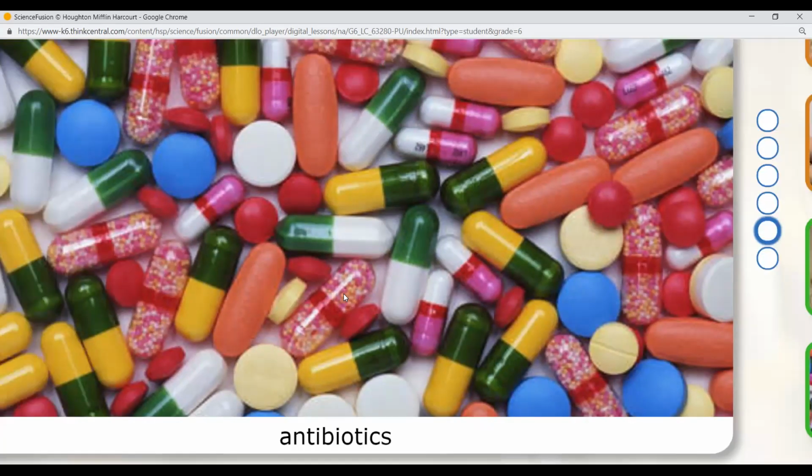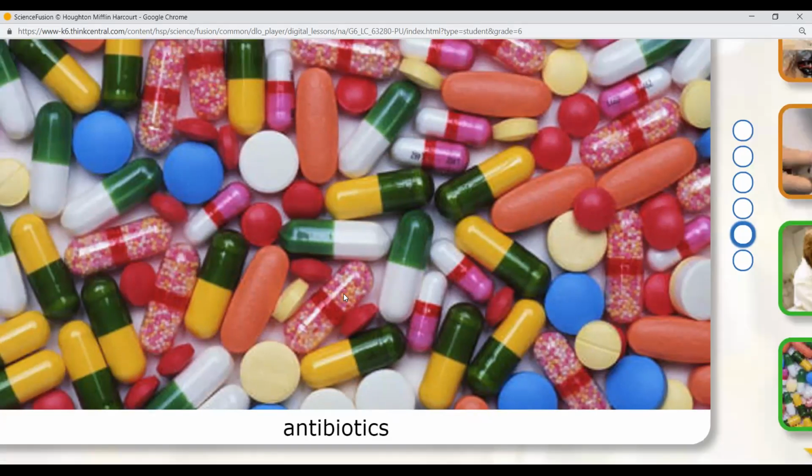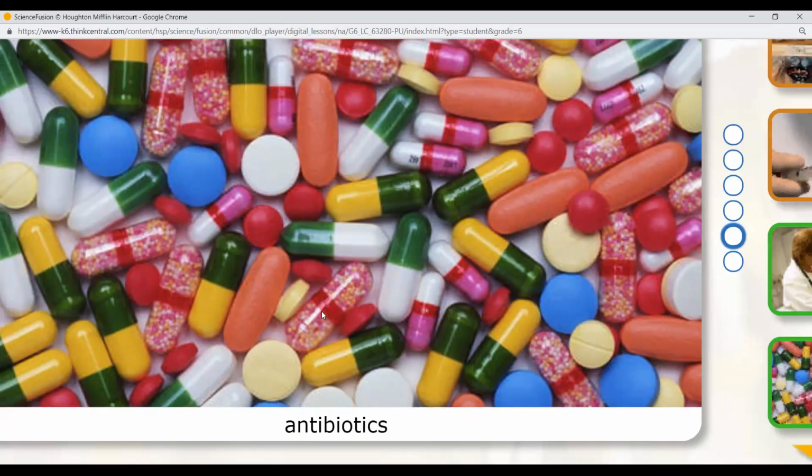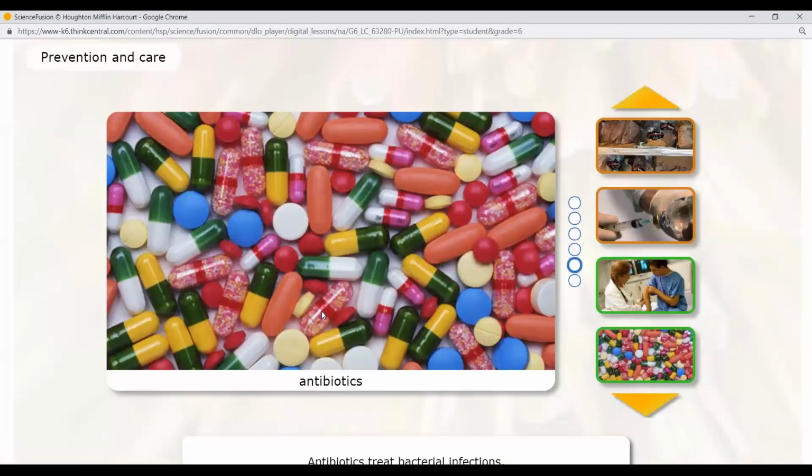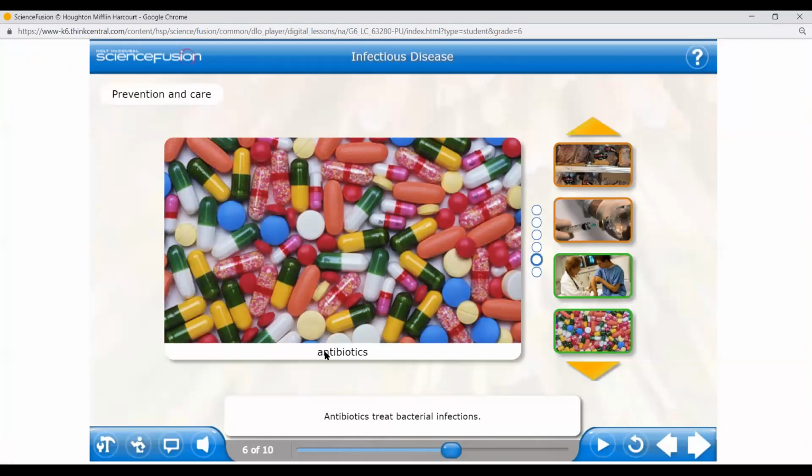And then we used to keep them in a machine where it was encapsulated, where it is put into the capsule. So these are antibiotics, which are made from bacteria and are used to kill other bacteria.